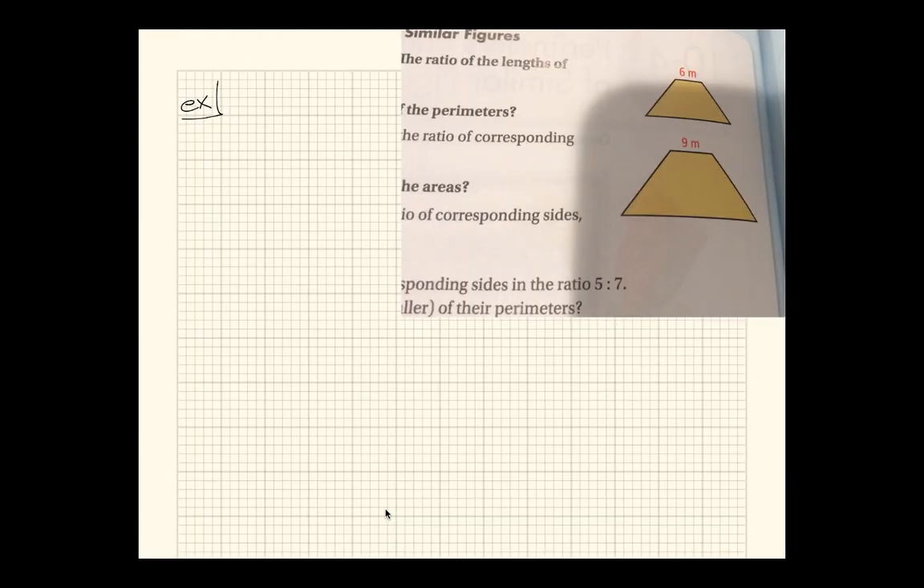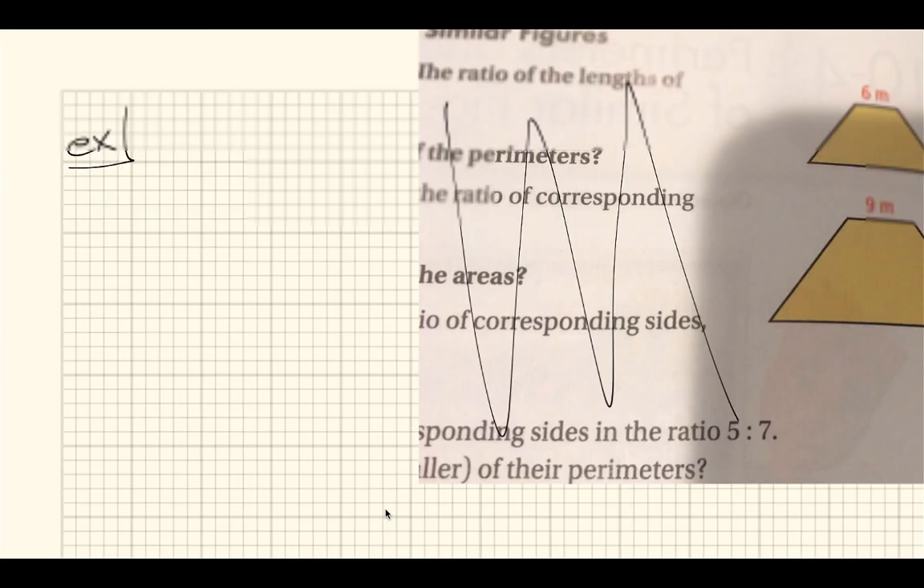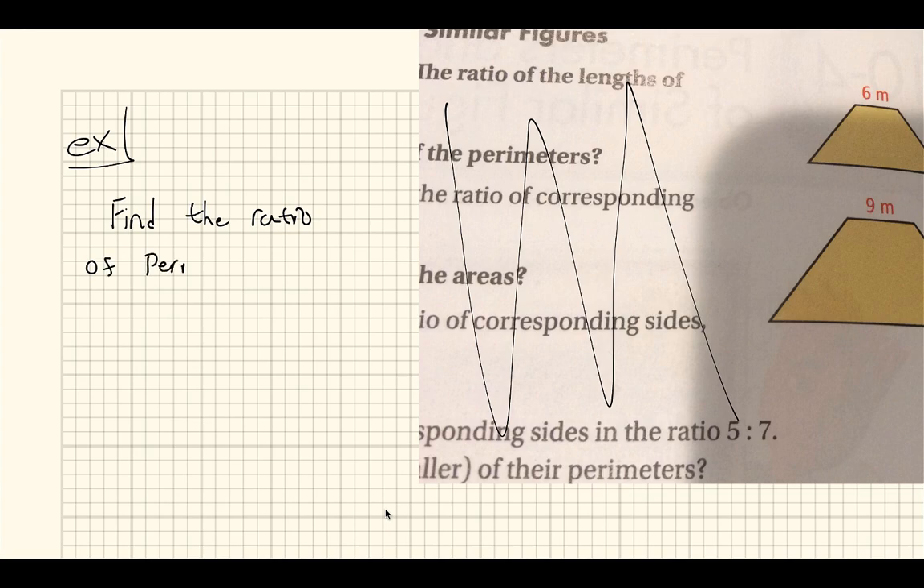All right, so ignore the text because it's cut off. But look at those two trapezoids. Directions are: find the ratio of perimeters and the ratio of areas. Okay. Find the ratio of the perimeters and the ratio of the areas.